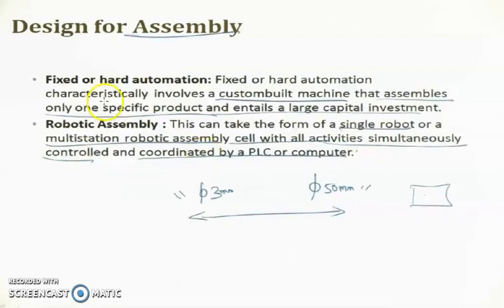Next, in design for assembly, there are a few other criteria like fixed or hard automation. Fixed or hard automation characteristically involves a custom-built machine that assembles only one specific product. Means for a specific product line or a specific product, fixed or hard automation is going to be used. While robotic assembly can take the form of a single robot or a multi-station robotic assembly cell with all activities simultaneously controlled or coordinated by a PLC or computer. Means all the activities are controlled by one single computer here.